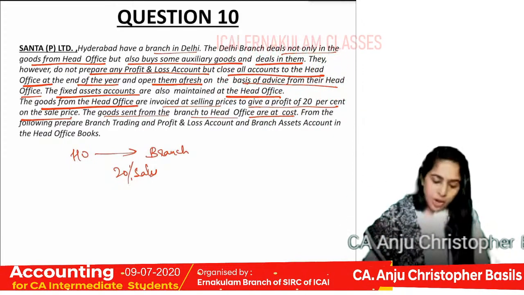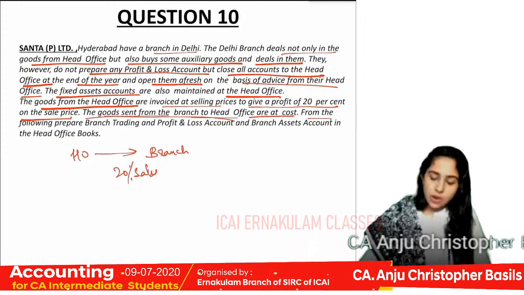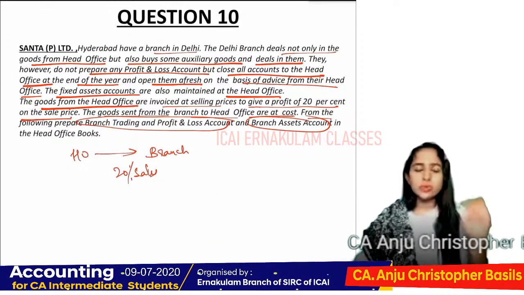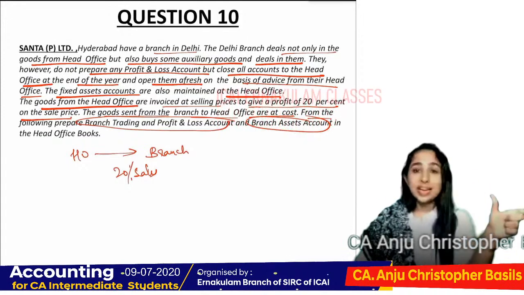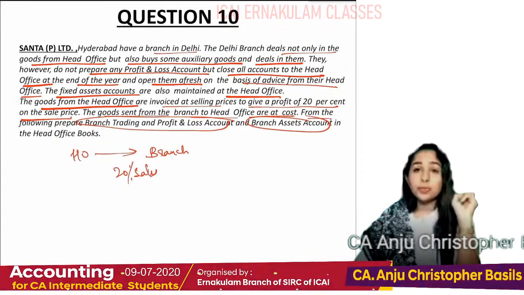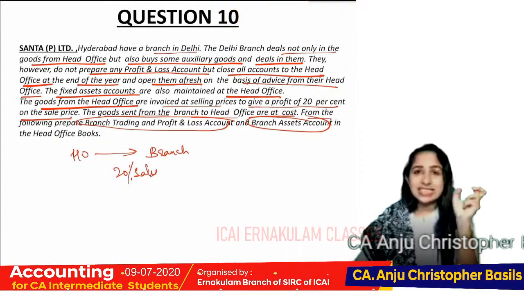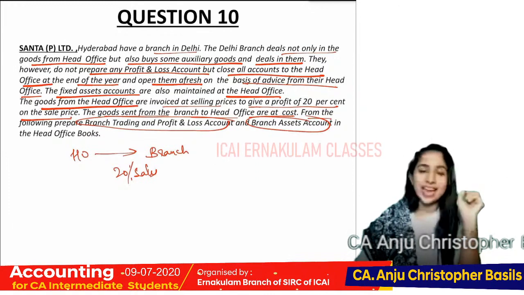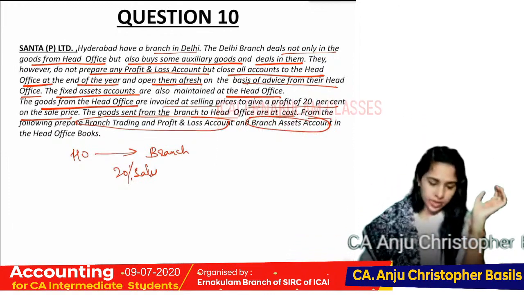You are asked to prepare the branch trading profit and loss account and also the branch asset account in the head office books. So just two requirements. One is you have to prepare the branch trading P&L, and the other is the branch asset account. Both of these you will be preparing in the head office books. We will see how we can do that.